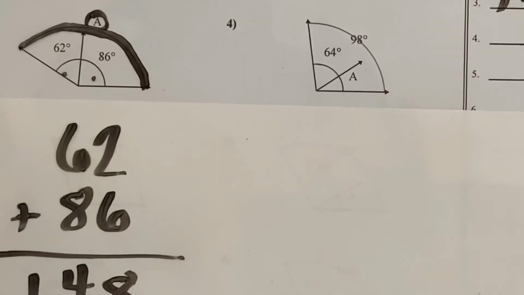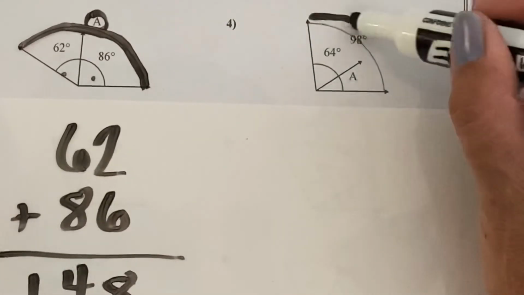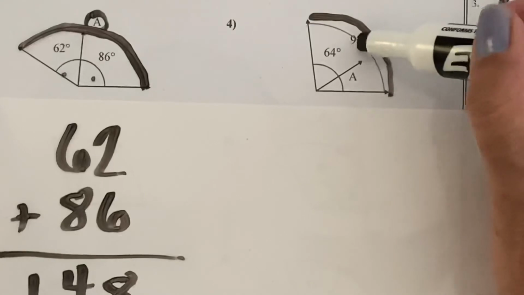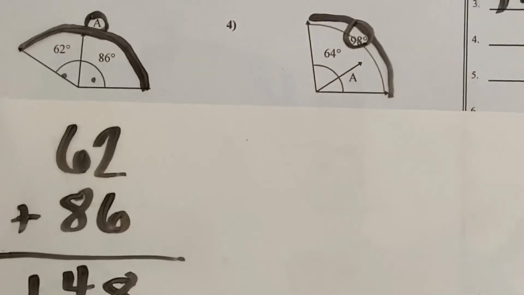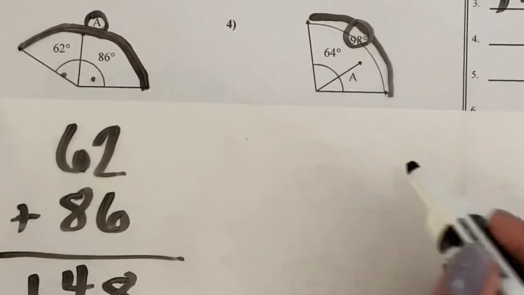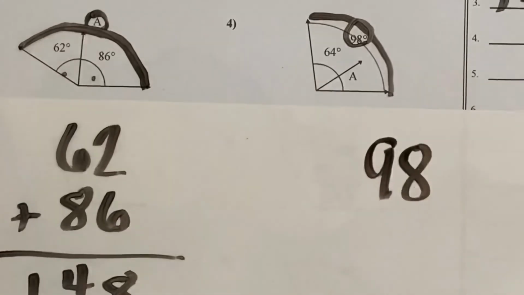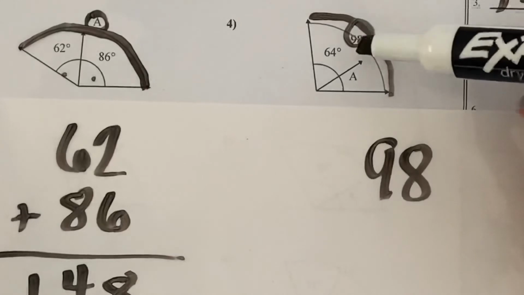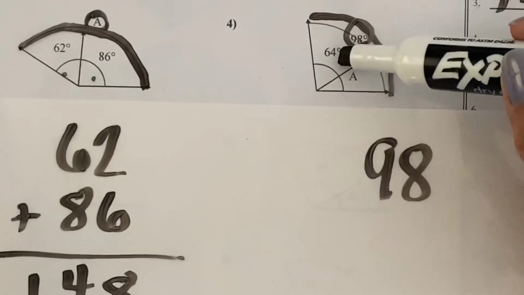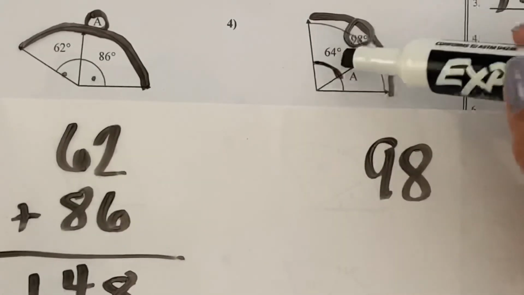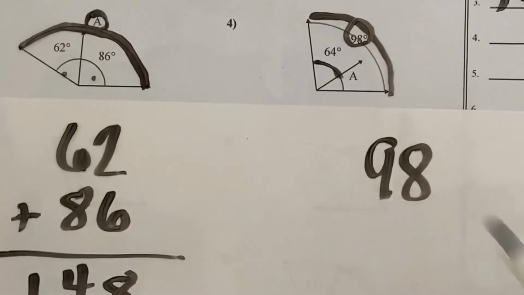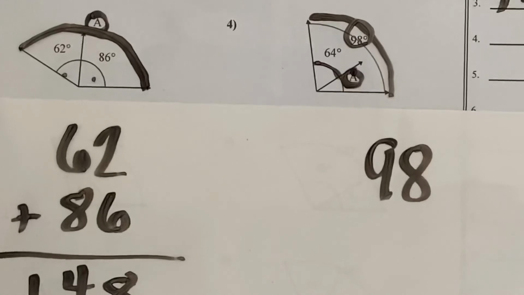Let's take a look at question number 4. On question number 4, I'm looking for the total. It is not a mystery. They gave me the total. The total of the two angles together is 98 degrees. It's an obtuse angle. Now let's see what else I know. I see that they gave me this angle right here. This part is 64 degrees, and this part is my missing angle. That's what I need to find out.